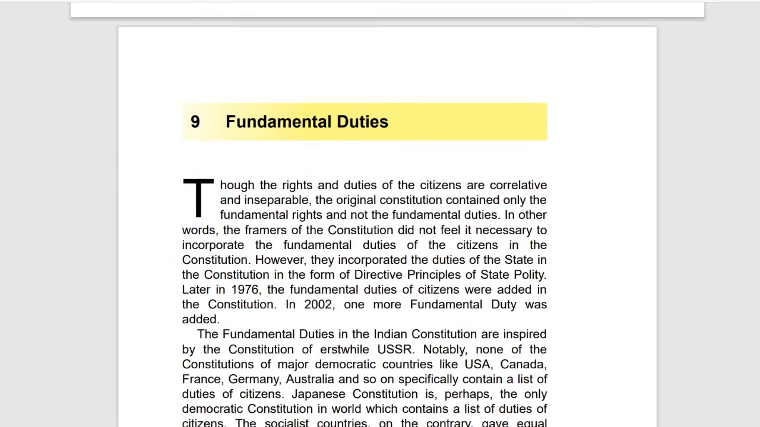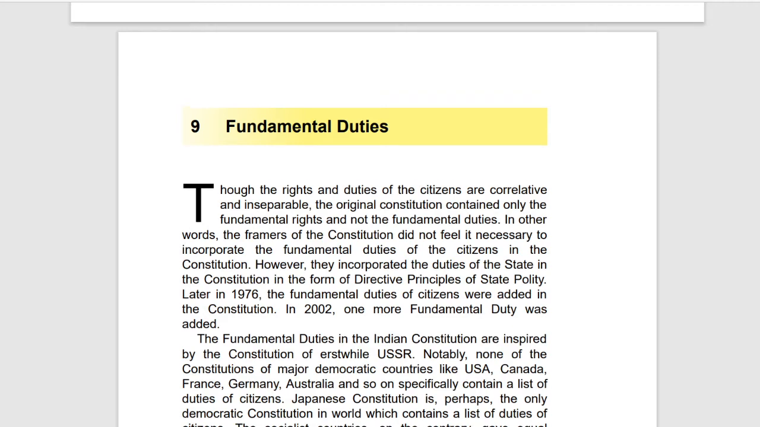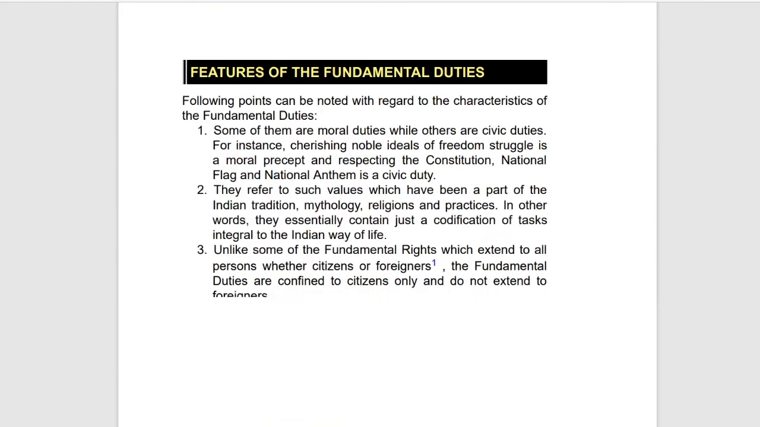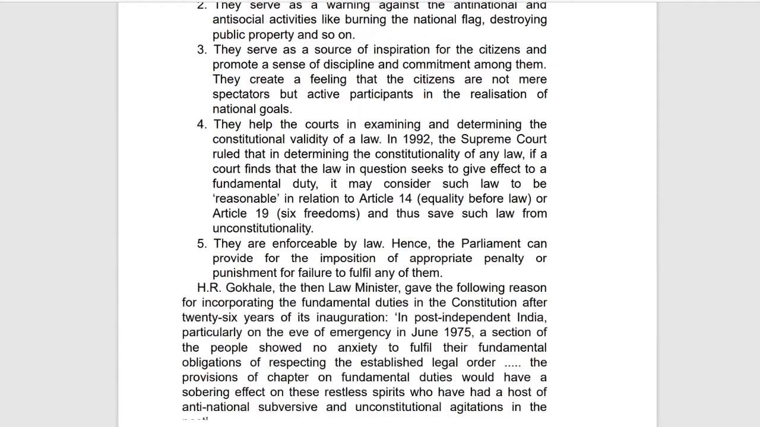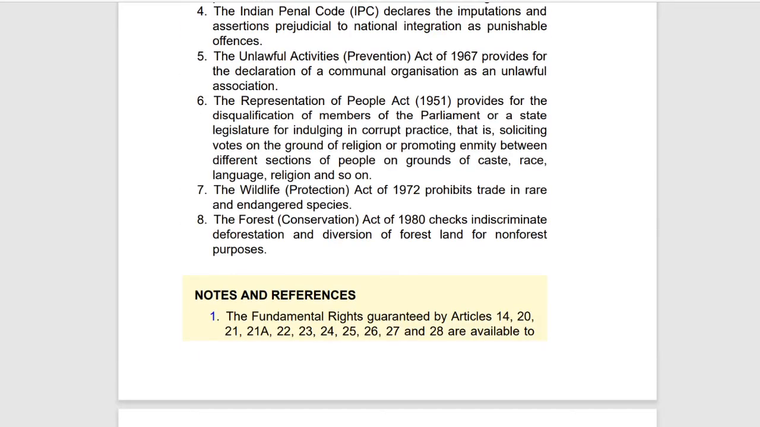So you can see here that I am going to read fundamental duties. This chapter is from M. Lakshmikant. Now this chapter is at least 4 to 5 pages in the original book of M. Lakshmikant. But you can see that the notes which I have prepared from this chapter are simply on 1 page.